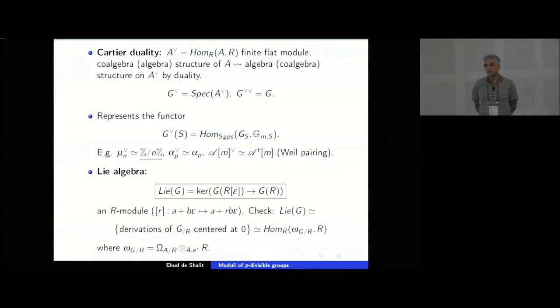The second concept that I'd like to recall is the Lie algebra. So this works not only for finite flat group schemes, but in fact for any group functor. For any group functor G, you can make this definition. R[ε] is, R is a ground ring as before, R[ε] is the ring of dual numbers. So ε squared is 0. So it's R plus Rε. And you look at the R[ε]-points of G that when you reduce mod ε give you the identity, and this is the Lie algebra.